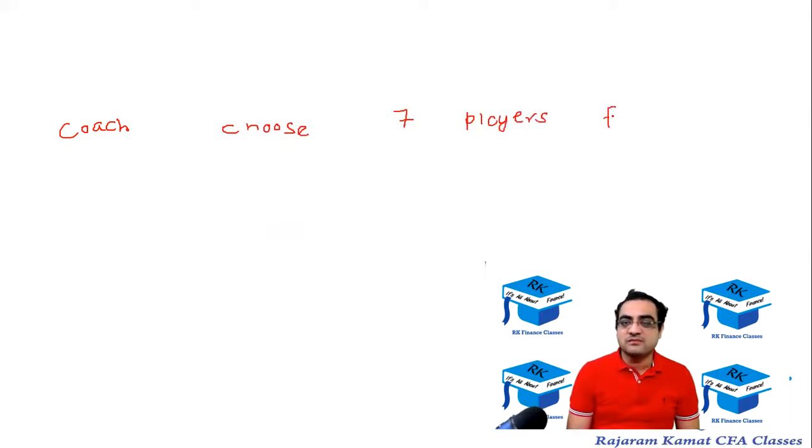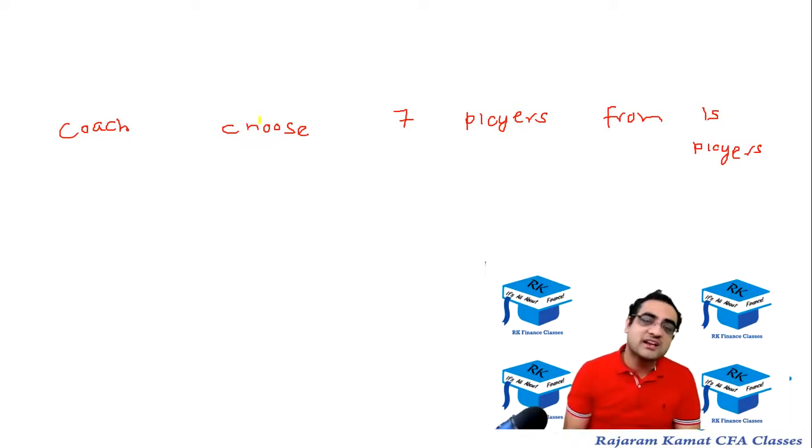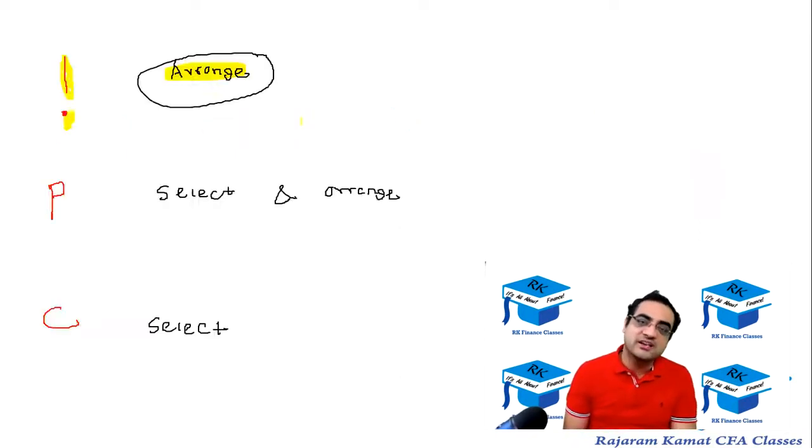Okay, from, let's say, 15 players. However, how to arrange it is not in your control. The captain will control that. So you only have to choose 7 players from 15 players. So which function to use when you have to simply choose, but you can't arrange it? You have to only choose, you can't arrange it.